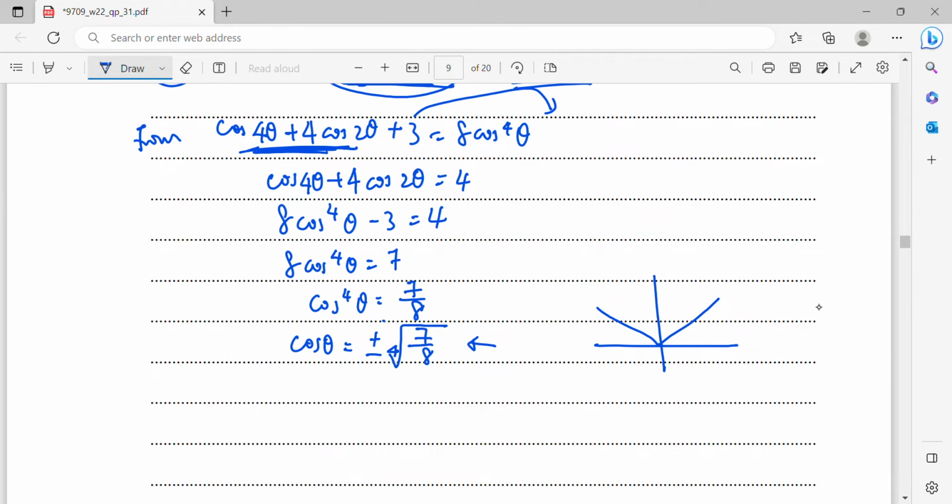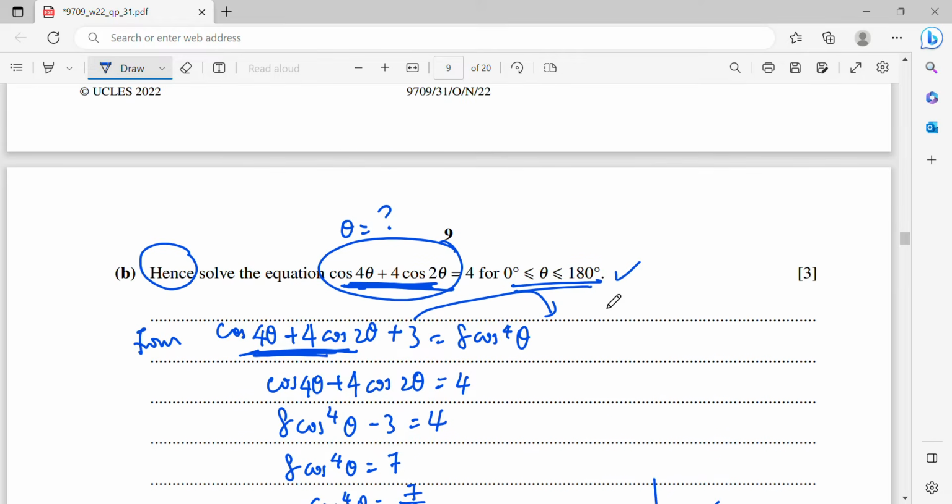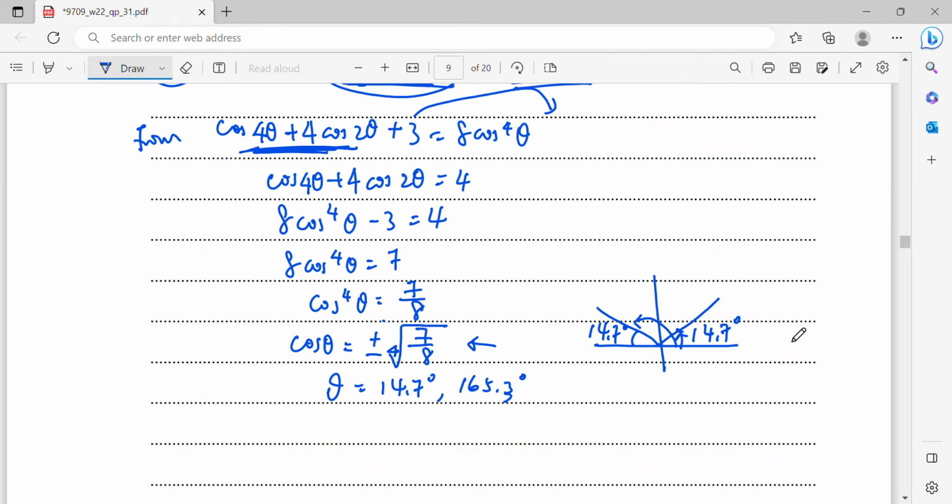When you use the calculator, you will find that the basic angle is 14.7 degrees. So when you take inverse cos of the fourth root of 7 over 8, you'll get 14.7. Another angle is the major angle, which is 180 minus 14.7. So your theta is going to be 14.7 and 165.3 degrees. These are the two angles that satisfy the equation.